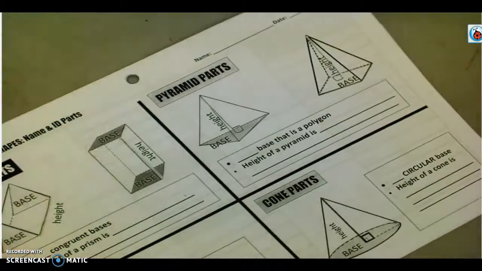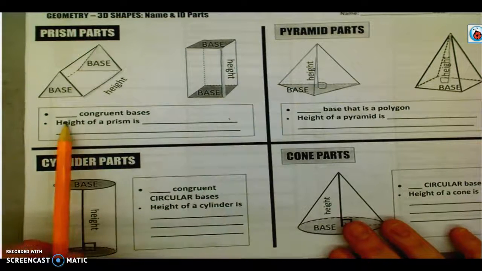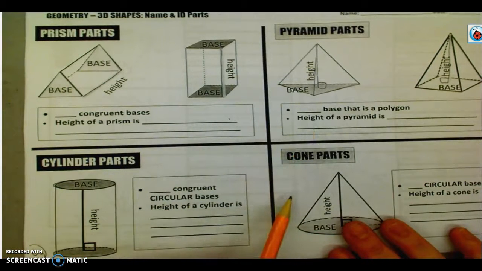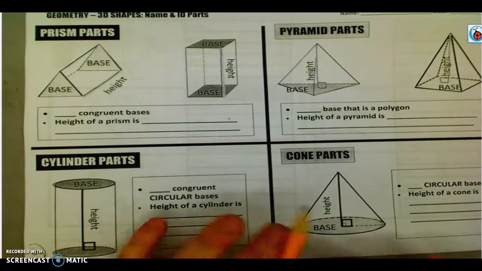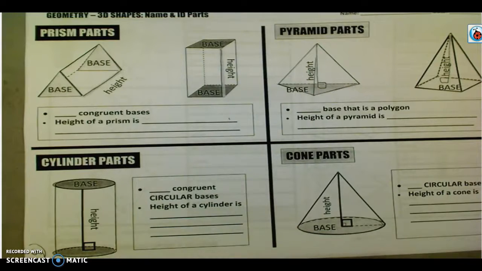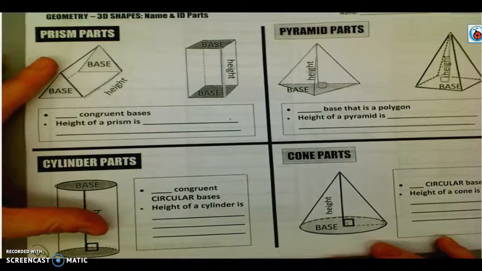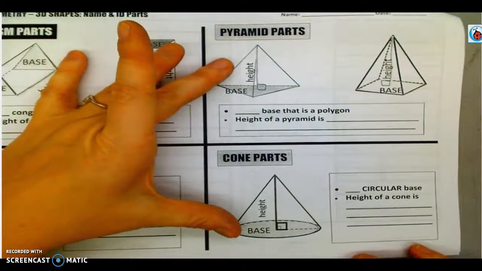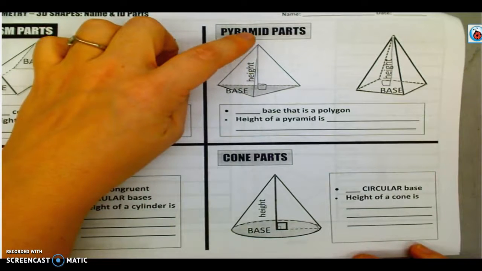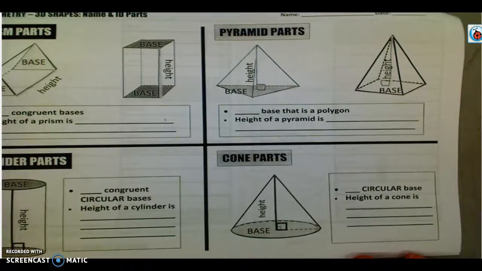All right, and then the rest of the PowerPoint goes through this and kind of helps you fill in these notes about the different prism parts and the pyramids and things like that. The main thing I need you to understand is that prisms and cylinders have two bases, and the height is the distance between those bases. Pyramids and cones have one base, and their height is the distance from the apex, or the tip of the pyramid or cone, to the center of the base.